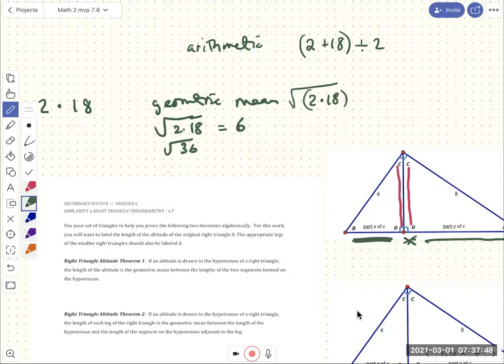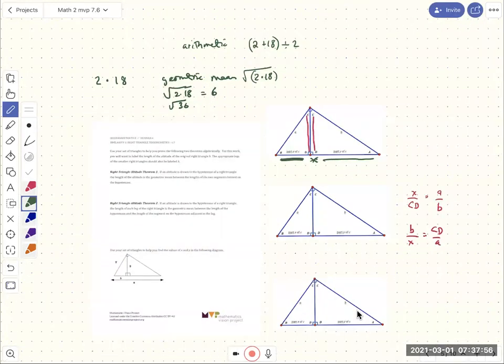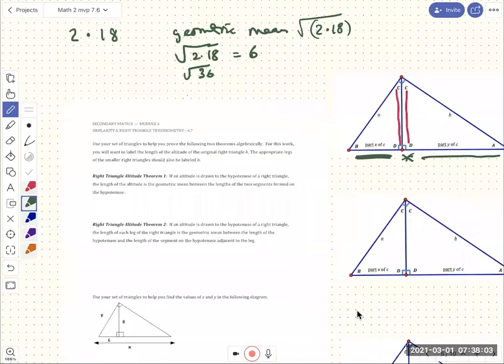And so we're going to use a similar kind of argument. In the first of the theorems, if we read this, it says that if we take that altitude drawn down, the length of the altitude is a geometric mean between these two segments. Well, that's one that isn't so bad to do.